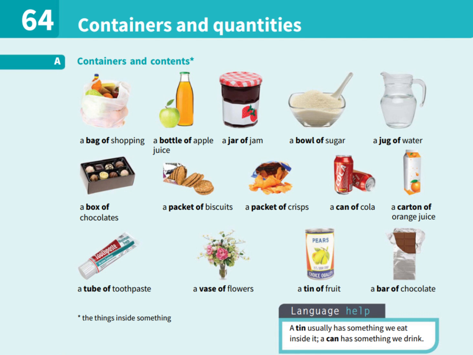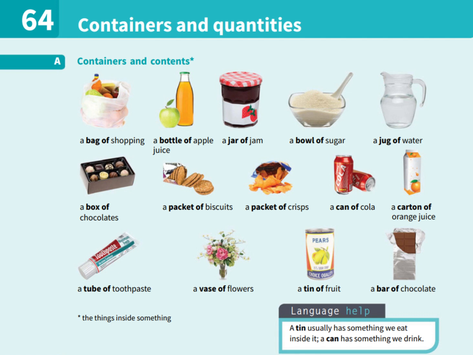A. Containers and their contents. The contents of a container are the things inside it. When you return from a shop, you may be carrying a bag of shopping. Apple juice can come in a bottle of apple juice, while jam is often sold in a jar of jam. Sugar may be placed in a bowl of sugar, and water can be served in a jug of water. Chocolates may come in a box of chocolates.